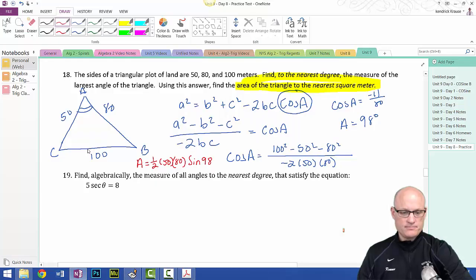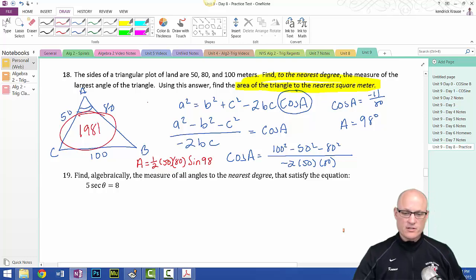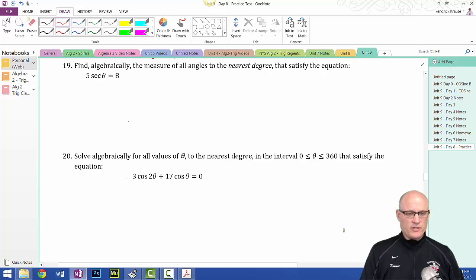1981. And my answer for the area is 1981. All right, so this one should be pretty easy. Divide by 5, divide by 5, and I get secant theta equals 8 over 5. Well, that's not a problem.